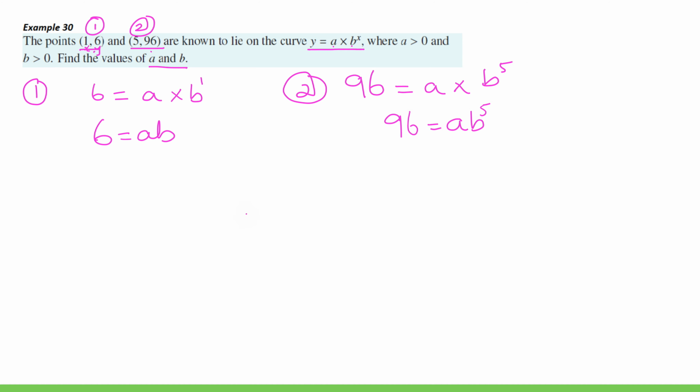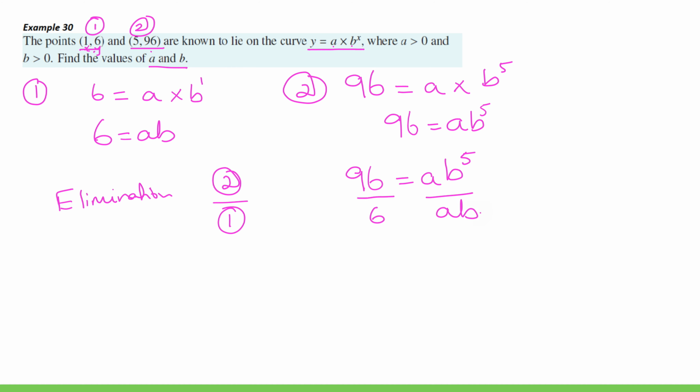There are several ways that you can go about solving this. One of the ways is through elimination. So what I can do is divide equation 2 by equation 1. What that would look like is 96 equals a, b to the power of 5, and then divide each of these by its corresponding part. So 96 divided by 6 is 16. The a's cancel out, and I've got one b there. I will have 4 b's left over.